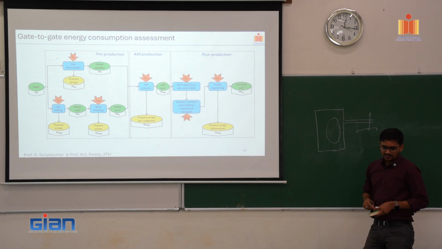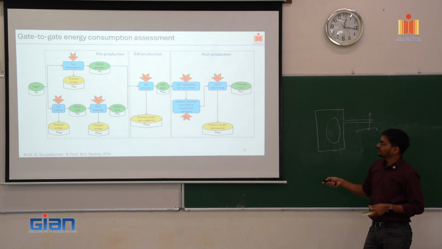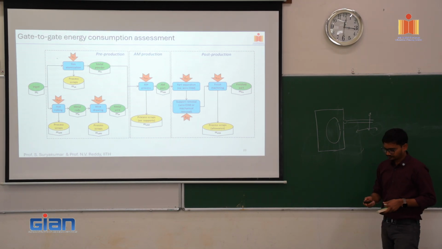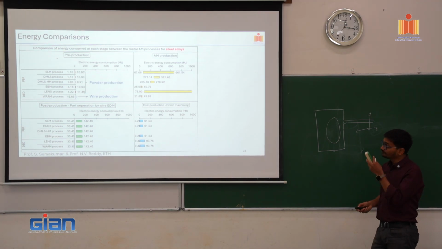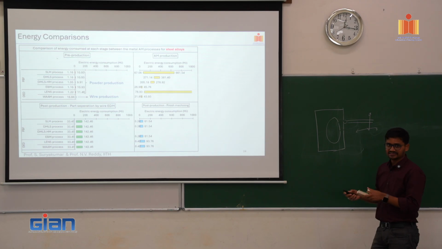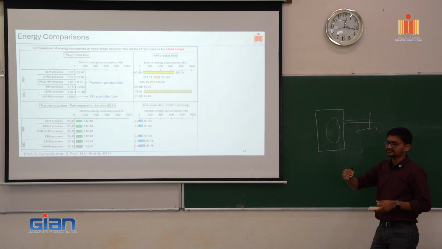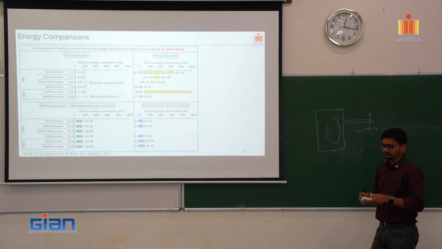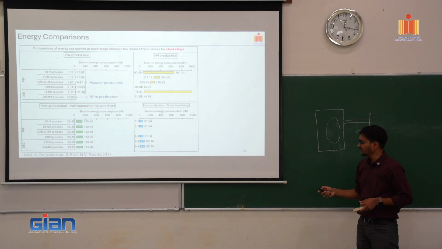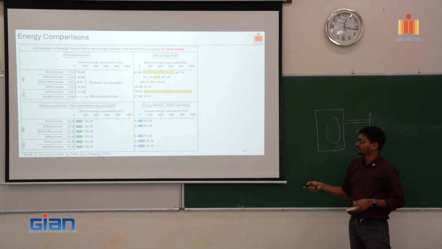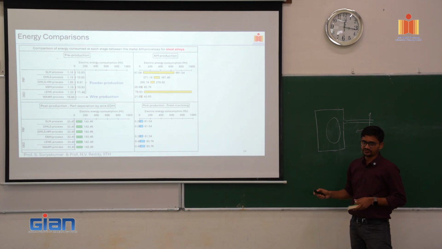So the energy for additive manufacturing should not be considered only for this term, but also for the other energy terms. Okay, so this table shows a typical energy assessment at different stages of the manufacturing: at pre-production, during the additive manufacturing, and finally at post-production, for different types of processes, for directed energy deposition and powder bed fusion.